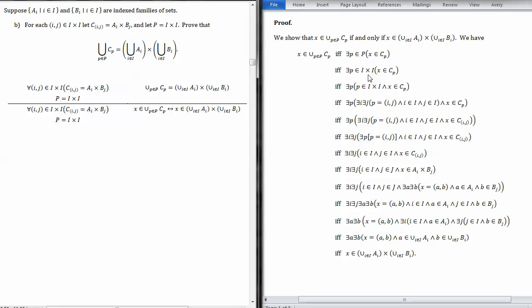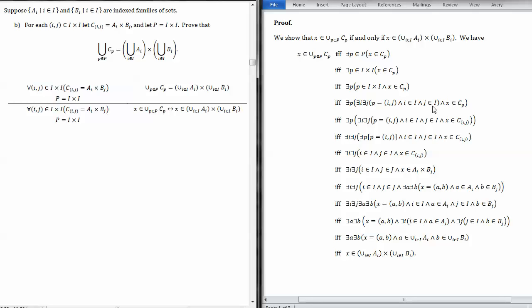And then this is a bounded quantifier, right? There exists P in here. That's just an abbreviation for there exists P such that P is in that Cartesian product and x is in C sub P. Okay, and then P being in this Cartesian product, we know that the definition of that is we have a first coordinate i and a second coordinate j such that P equals the ordered pair ij with i in I and j in I. And so far so good.